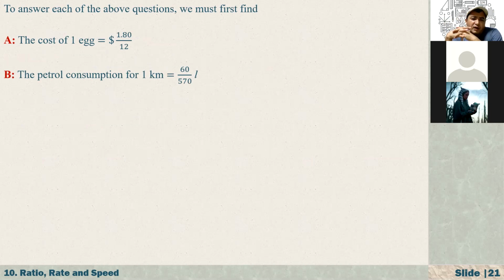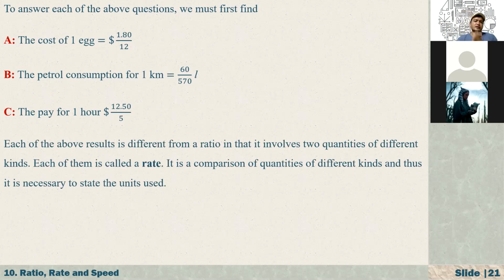How about the petrol consumption? For 570 kilometers, the car consumes 60 liters of gasoline. So that means for 1 kilometer, it consumes 60 over 570. How about the last one? For 5 hours, it is $12.50, so for 1 hour it is 12.50 divided by 5. All right. Actually, each of the above results is different from a ratio, right? Why is it different from a ratio? If you remember, in ratio problems the units are the same. We are talking about the number of boys and girls, right?